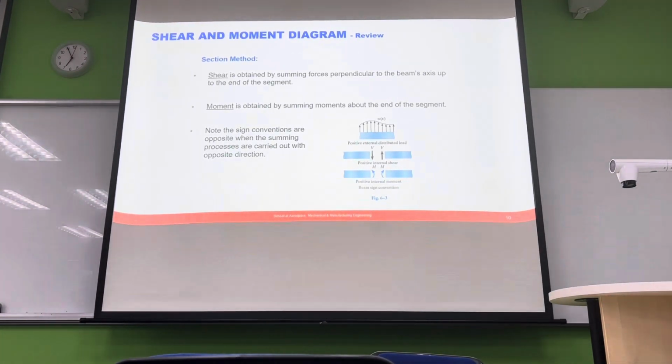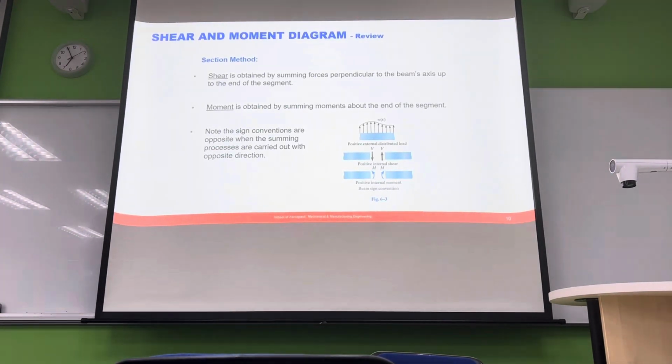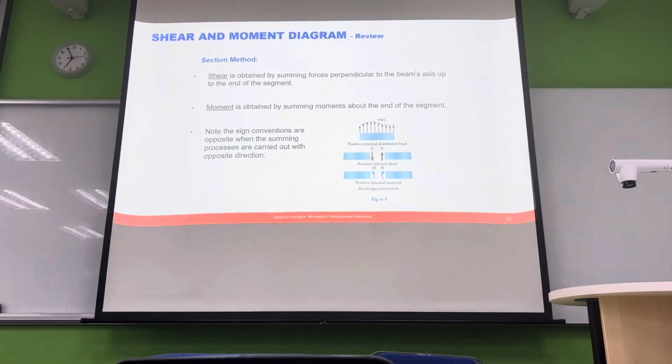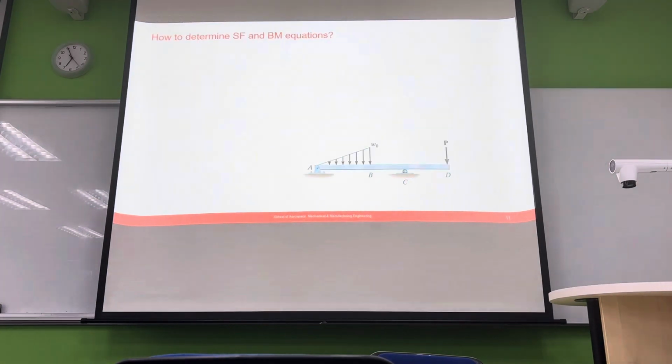And just as we had a definition of positive for the shear forces, where for the left-hand side it goes down, right-hand side goes up, for moments the left-hand side goes counterclockwise, right-hand side goes positive counterclockwise. But we'll go through a couple of examples just to make sure we get to understand that.